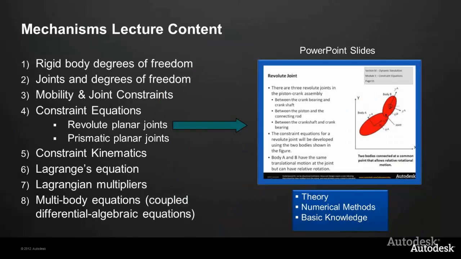The lecture content introduces a number of different topics. It starts out with rigid body degrees of freedom, and this applies both to the traditional and more modern approach. Then joints and degrees of freedom, how the joints affect the number of degrees of freedom of the mechanism, which comes up with the concept of mobility and joint constraints. How constraint equations are developed and written are studied, and there are two particular types of joints that are used extensively in planar mechanisms, and that would be a revolute joint and a prismatic joint.